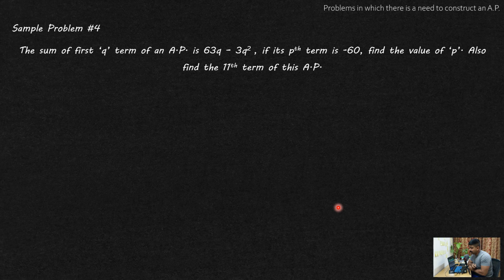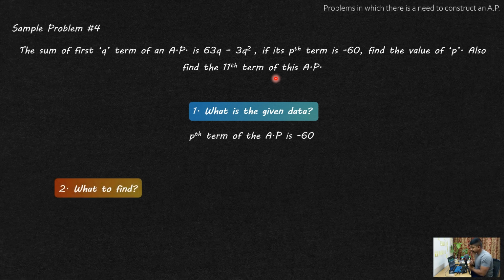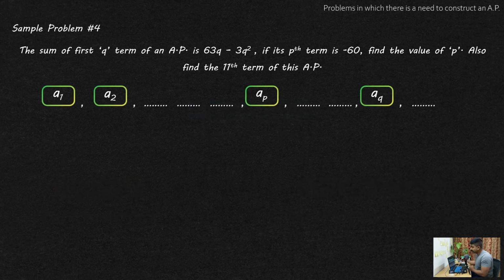Now let's look at sample problem number 4. Sum of first q terms of an AP is 63q minus 3q square. If its pth term is minus 60, find the value of p. Also, find the value of 11th term of this AP. First question, what is the given data? Pth term of an AP is minus 60. What to find? Value of p and 11th term. What is the given condition? Sum of first q terms is 63q minus 3q square.